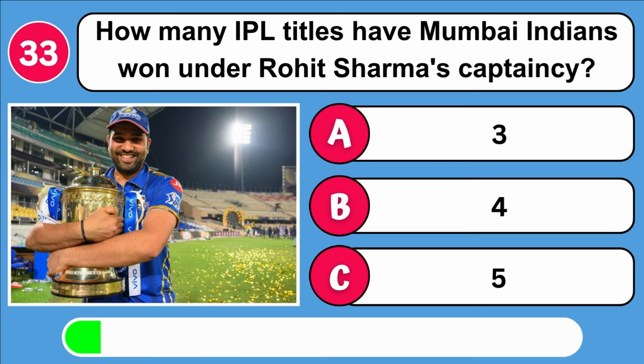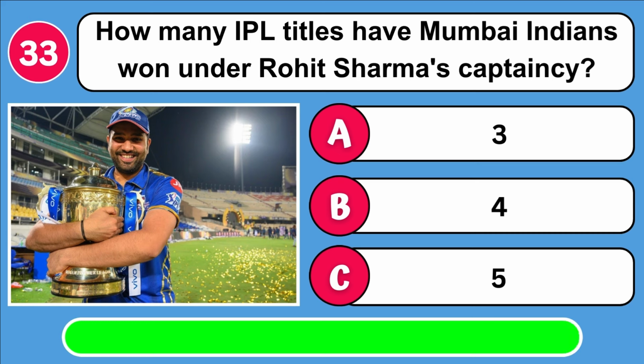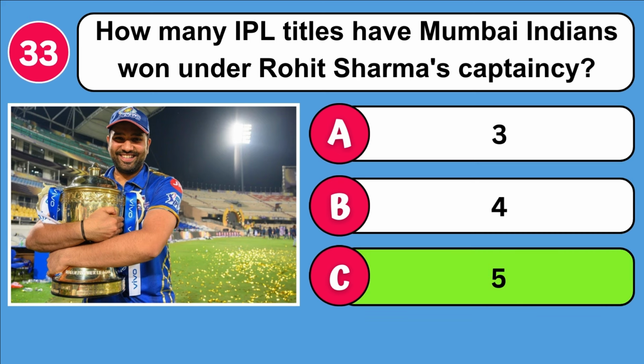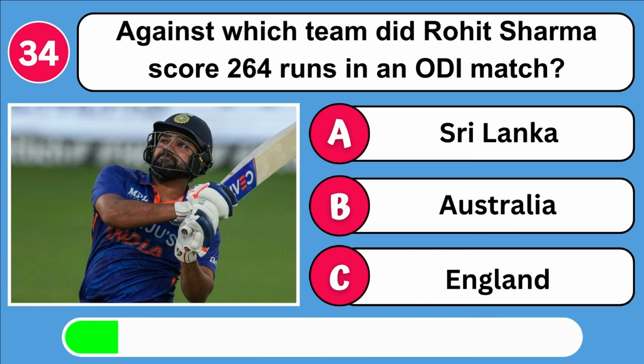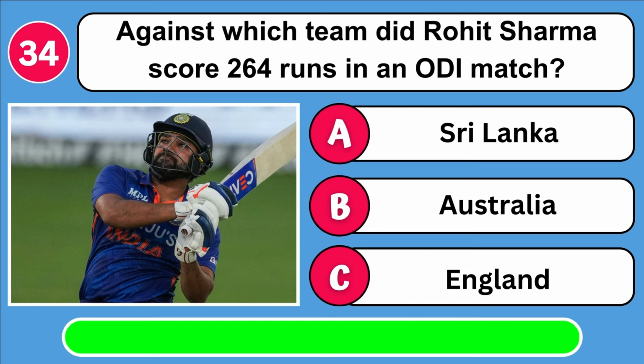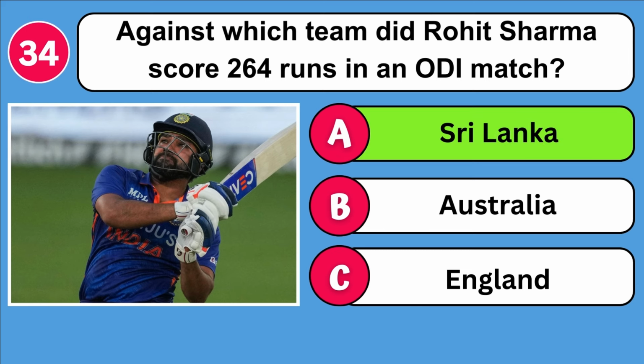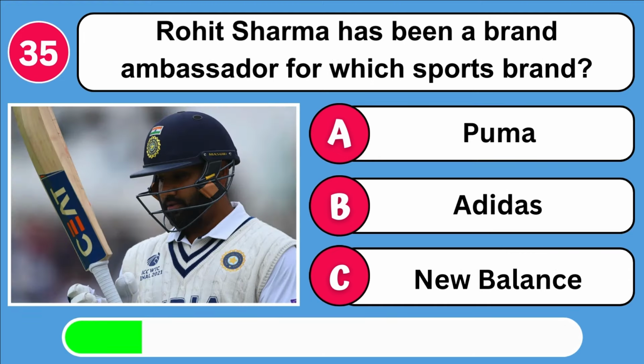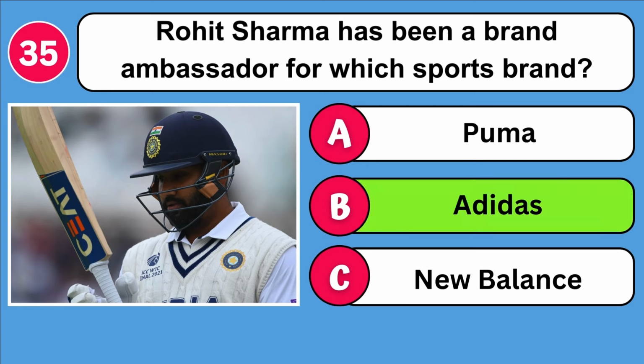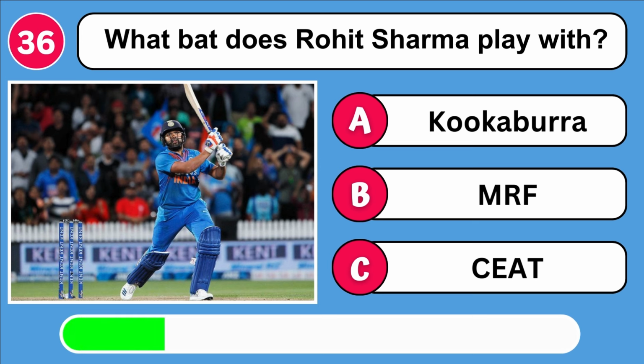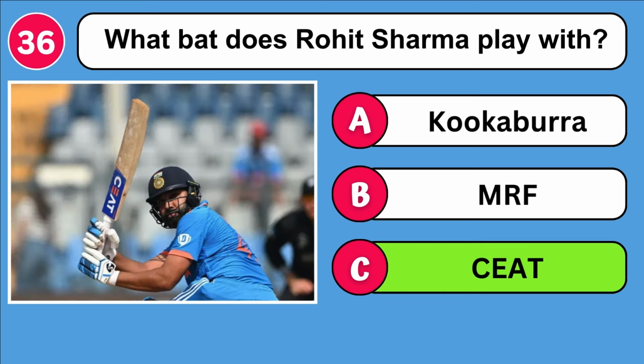How many IPL titles have Mumbai Indians won under Rohit Sharma's captaincy? 5. Against which team did Rohit Sharma score 264 runs in an ODI match? Sri Lanka. Rohit Sharma has been a brand ambassador for which sports brand? Adidas. What bat does Rohit Sharma play with? Seattle.